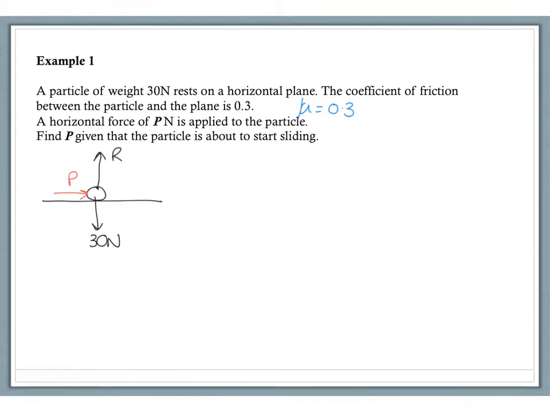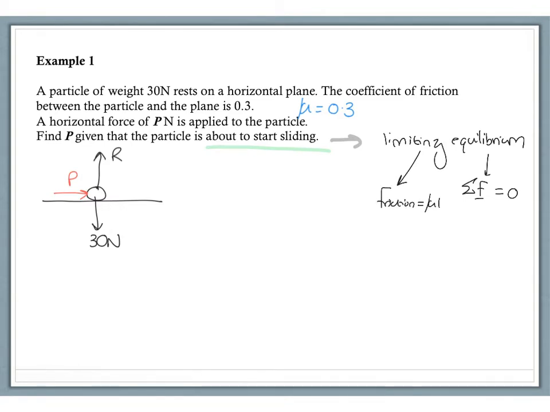So this terminology here is really important. It's about to start sliding. This is the key terminology that tells you that the particle is in a state of limiting equilibrium. This means that the resultant force is still zero, forces are balanced, but we're in limiting equilibrium, so the friction is equal to mu R. And the friction in my diagram will look like this.